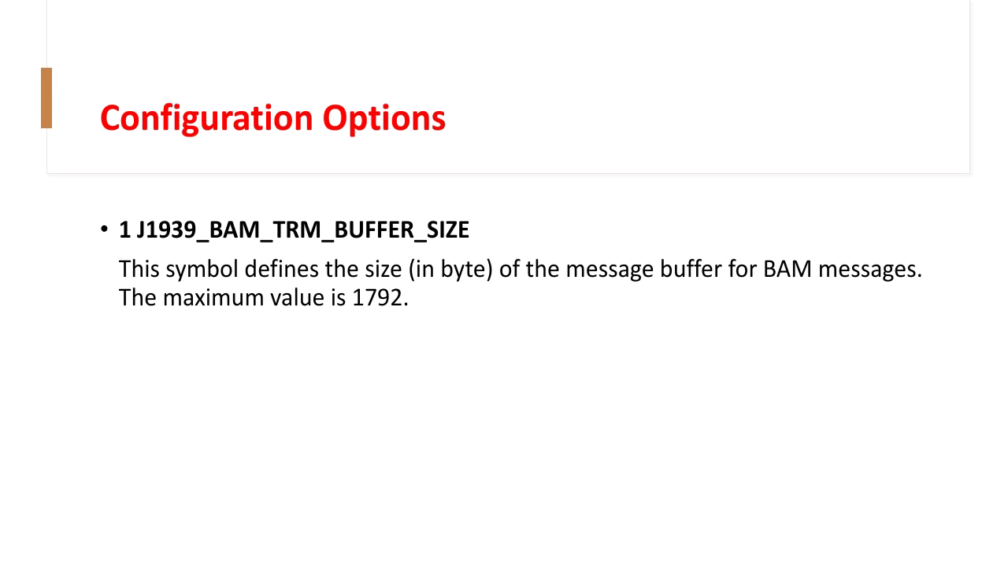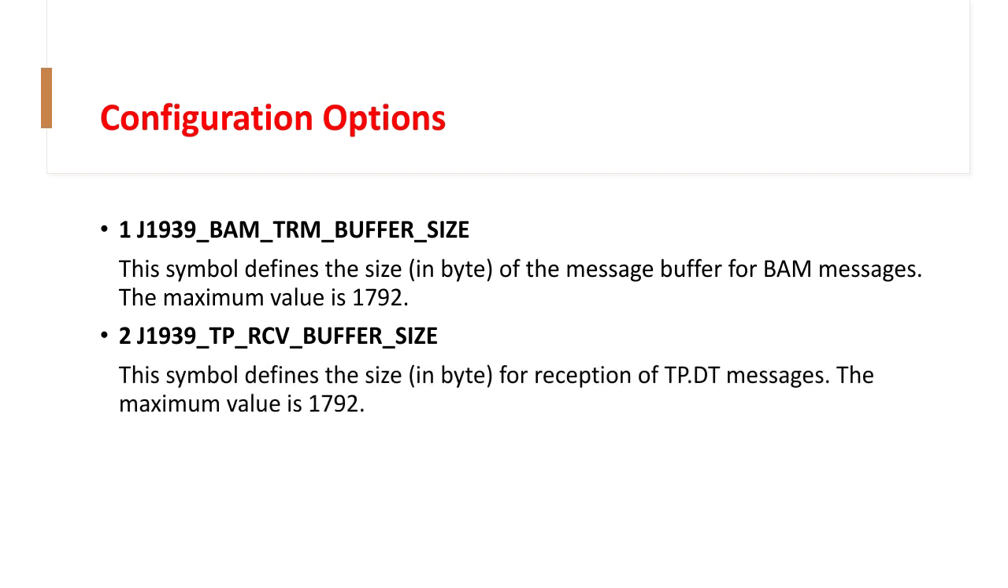This symbol defines the size in bytes for reception of TP.DT messages. The maximum value is once again 1792. And the final one is TP_TRM_BUFFER_SIZE. This symbol defines the size in bytes for transmission of TP.DT messages. The maximum value is 1792.